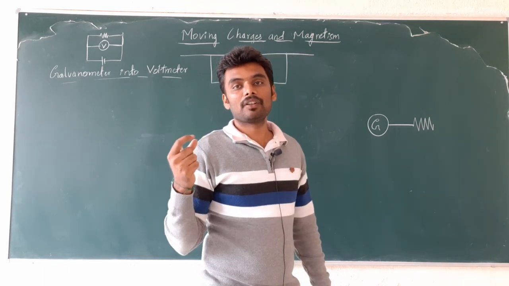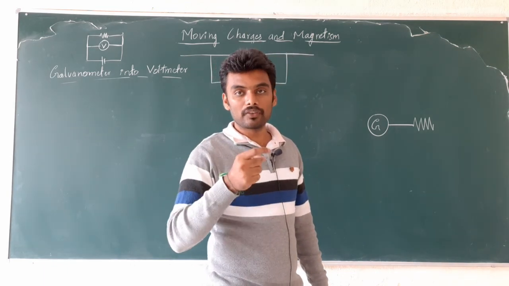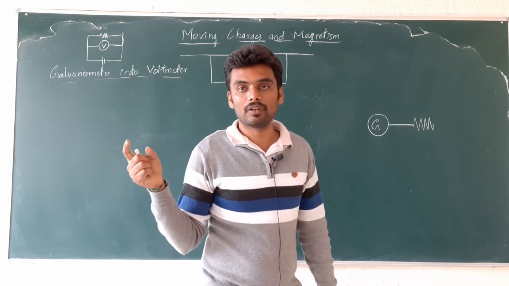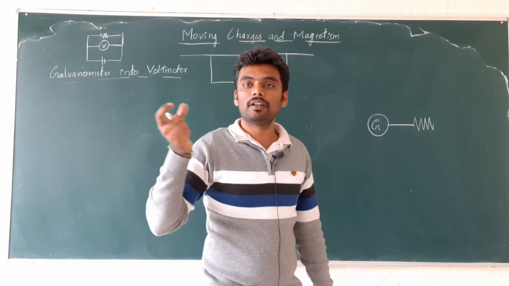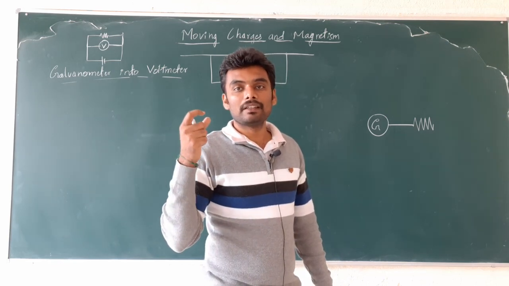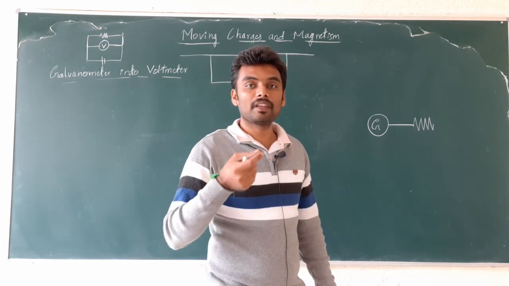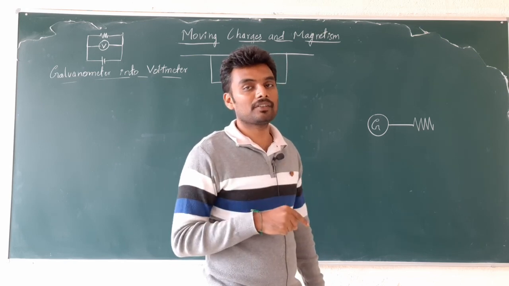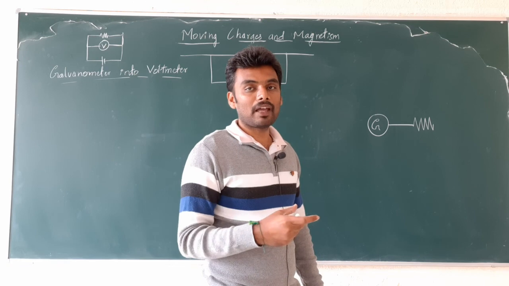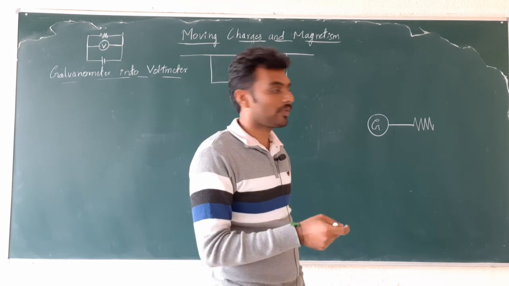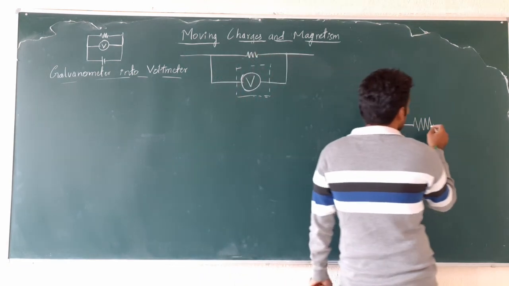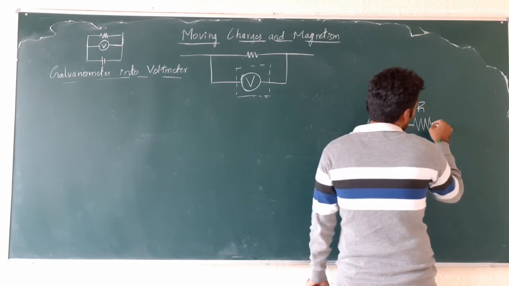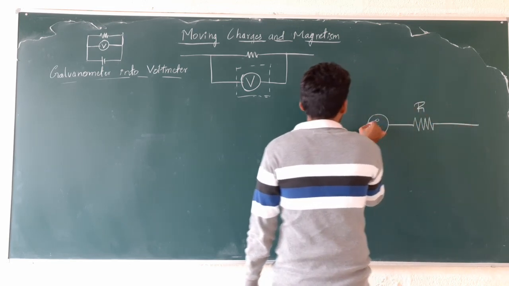How do we convert it into an ammeter? Low resistance in parallel. For the conversion of a galvanometer into a voltmeter, a high resistance in series. There it is low resistance, here it is high resistance. There it is connected in parallel, here it is connected in series. A galvanometer is converted into a voltmeter by connecting a high resistance, say R, in series with the given galvanometer.